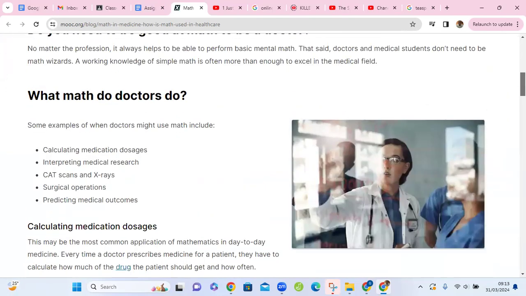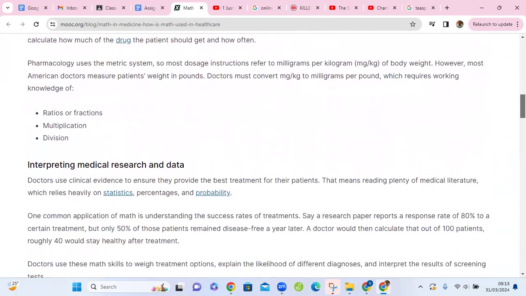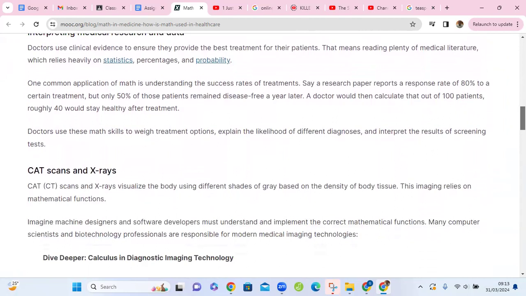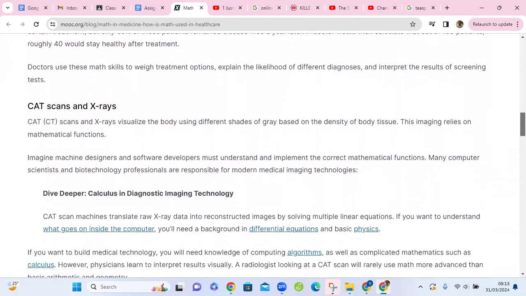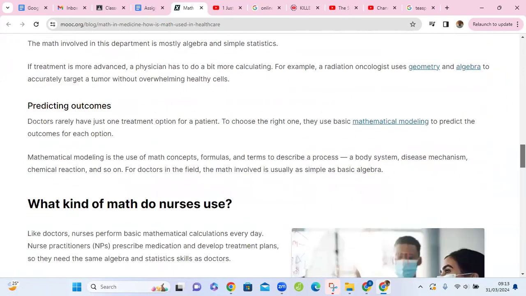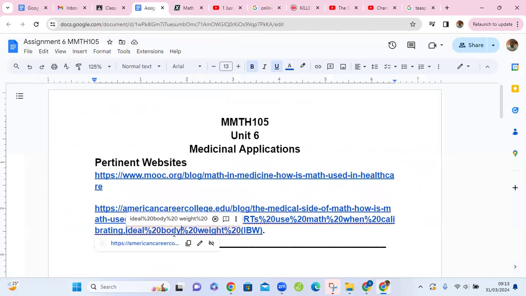So you have what doctors do, calculating medication dosages. That's very popular. Interpreting medical research, so that's why statistics is important. And CAT scans and X-rays and a wide range of other math-related procedures. This other website, let's see what it's saying.